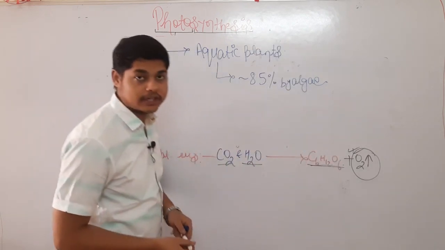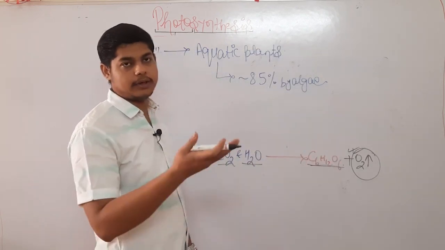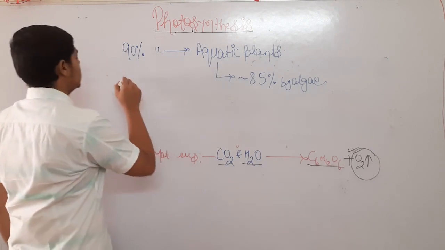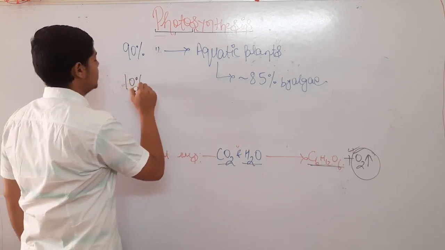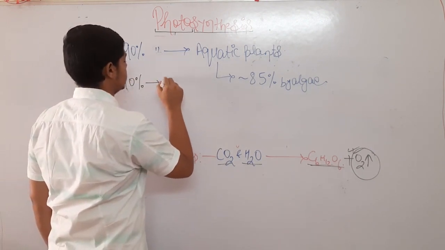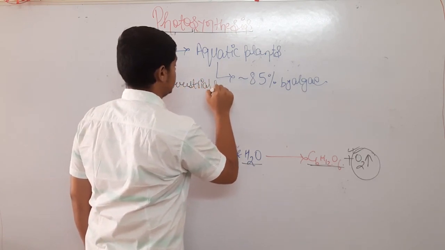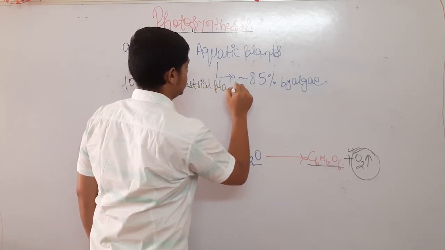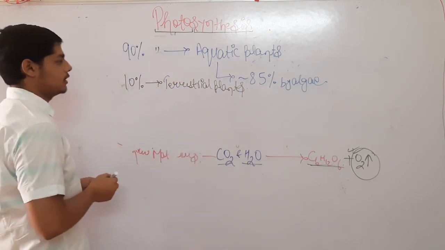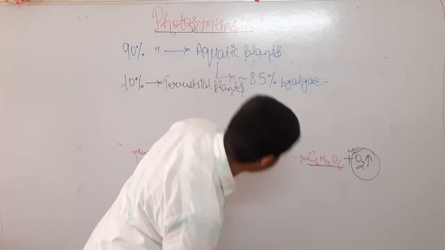So what about the terrestrial plants, like the plants we see on land? These are responsible for only 10% of photosynthesis.